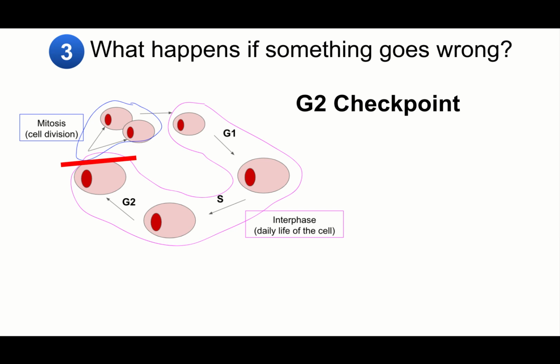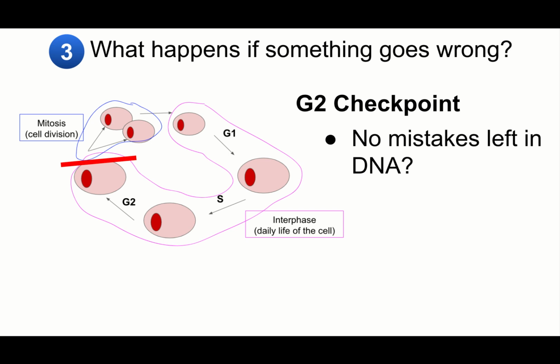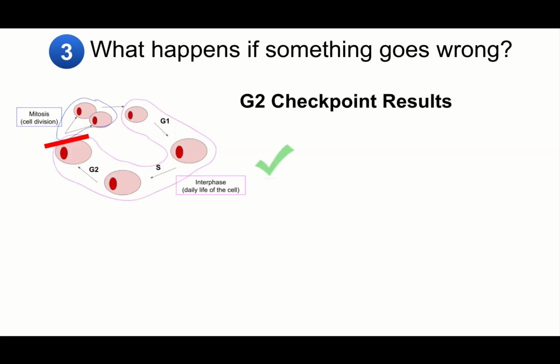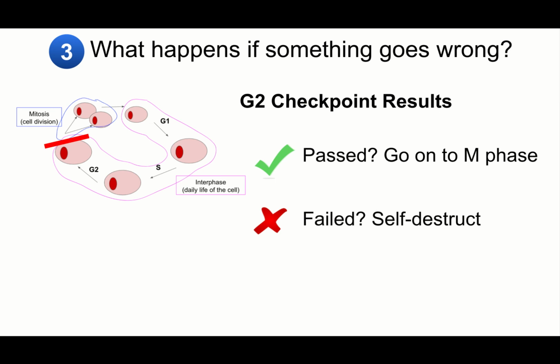The purpose of the G2 checkpoint is to make sure that things have gone correctly. Are there any mistakes left in the DNA? We need to make sure that there are no mistakes left. If the cell can verify that there are no mistakes left in the DNA, the cell has passed the G2 checkpoint and it will go on to M phase. But if there are mistakes left in the DNA, the cell fails the G2 checkpoint and it will self-destruct. It won't just pause. It won't just wait. It will self-destruct. Let me tell you a little bit about that.